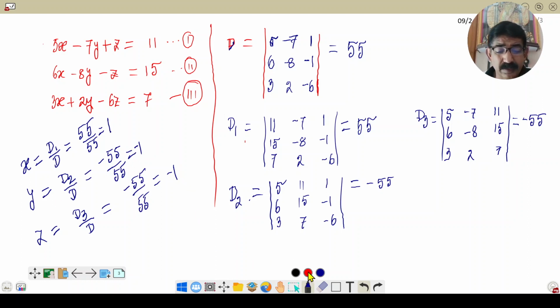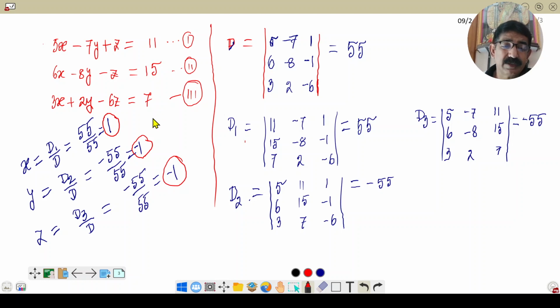equal to minus 1. These are the results. I am just marking this. x is equal to plus 1, y is equal to minus 1, and z is equal to minus 1. Now we can easily put the values of x, y, and z in any of the equations and find out the validity of your result.